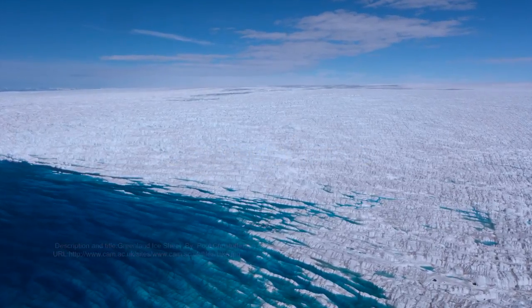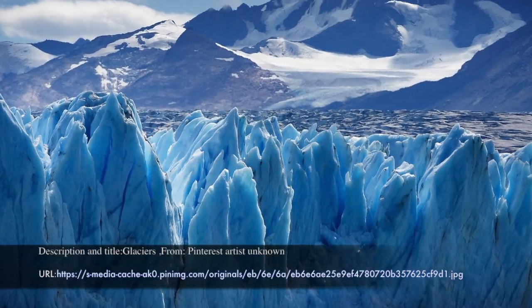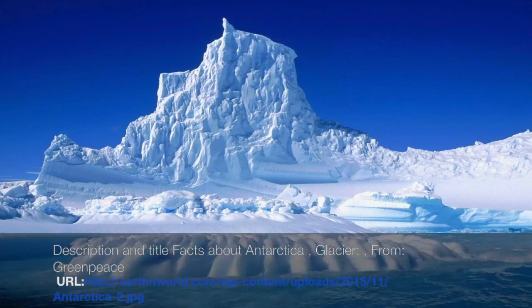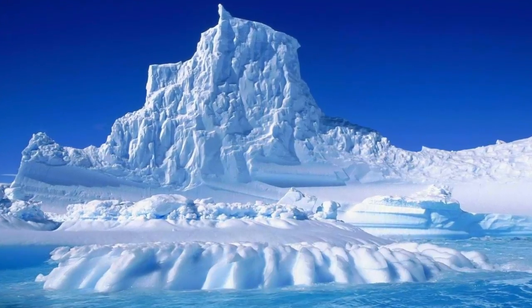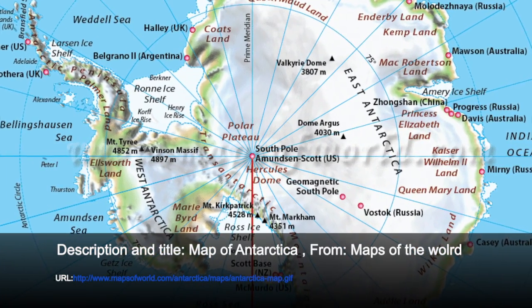The cryosphere is a frozen water part of the Earth's system. The cryosphere includes the polar ice caps, continental ice sheets, mountain glaciers, sea ice, snow cover, lake and river ice, as well as permafrost. One of the biggest examples of cryosphere is the Antarctic continent.